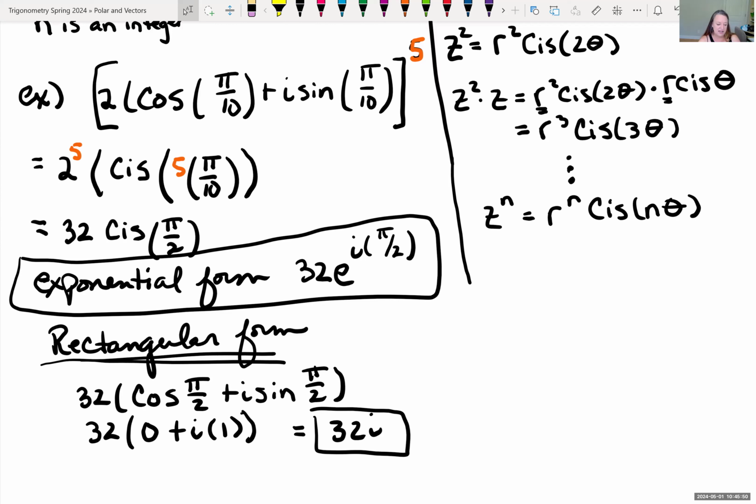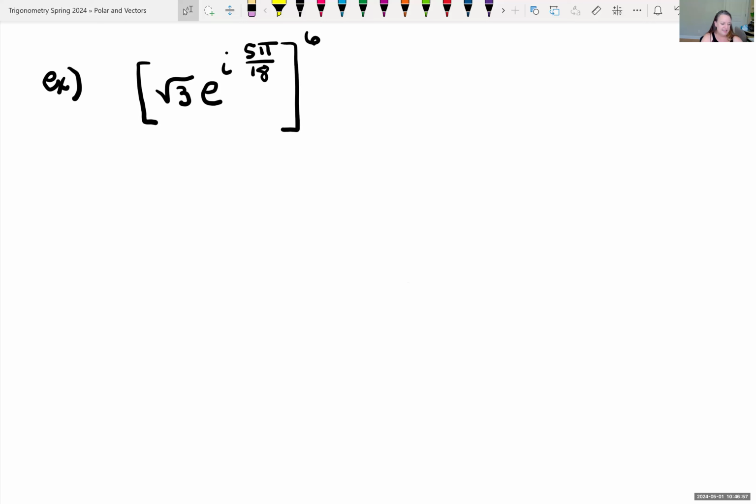So this is just an easier way to do operations of complex numbers. So the next example, we're given the complex number in exponential form. It's root 3 e raised to the i times 5 pi 18ths, and then that is all raised to the 6th power. The reason they give us exponential form is that it's easy to manipulate.